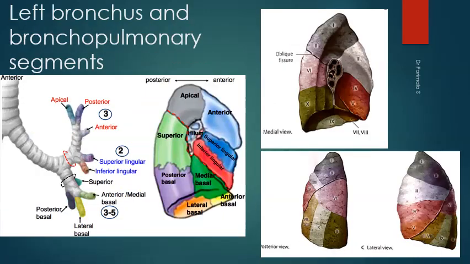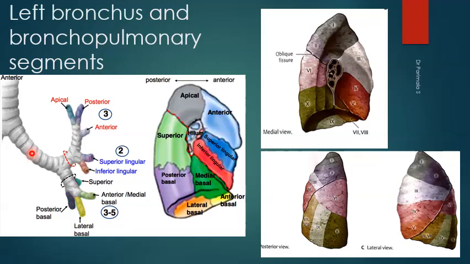Now coming to the left bronchus and bronchopulmonary segments. So this one is the left bronchus. We have seen earlier that it is longer, narrower and more oblique in position. And the length of its extrapulmonary part is 5 centimeters. How was it for the right bronchus? It was 2.5 centimeters. So the left bronchus is double the length, and more obliquely placed.